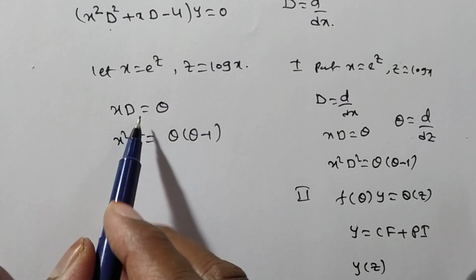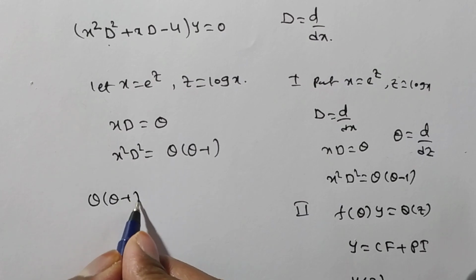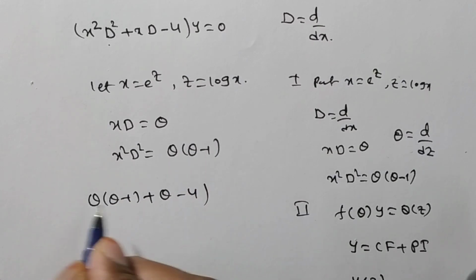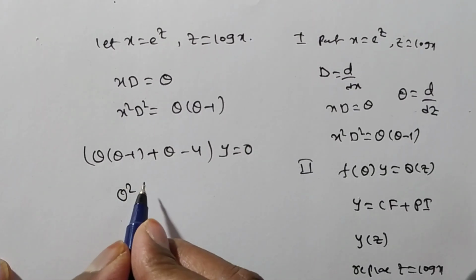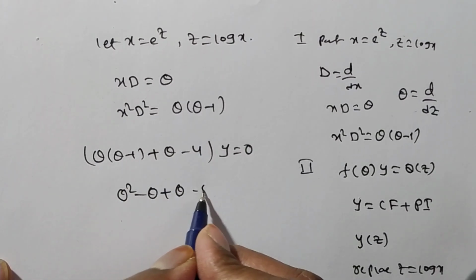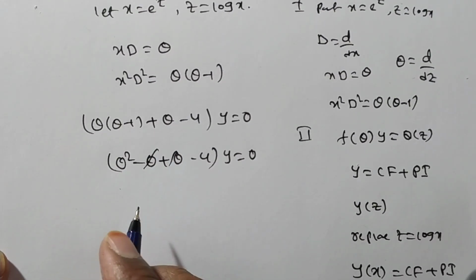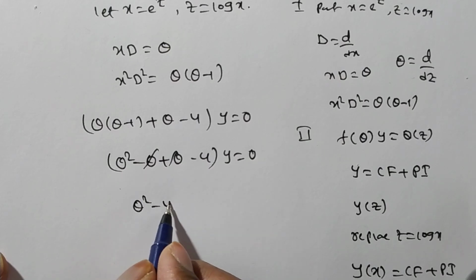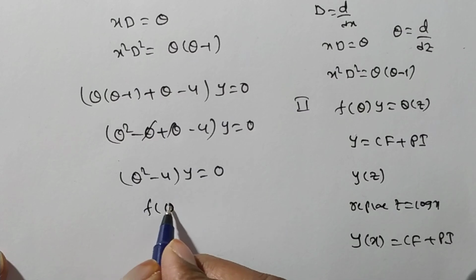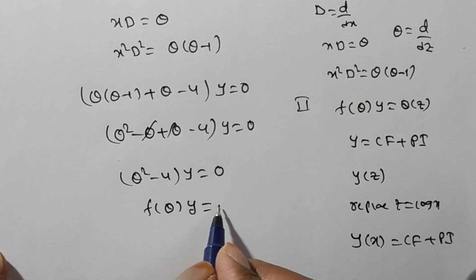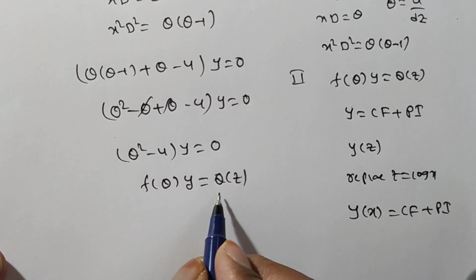Now substitute all these values in the above equation. Then we will have theta into theta minus 1 plus theta minus 4 into y is equal to 0. Now this is theta square minus theta plus theta minus 4 into y is equal to 0. So minus theta plus theta gets cancelled. Then we will have theta square minus 4 into y is equal to 0. By the observation we can say this is in the form of f of theta into y is equal to q of z form, where q of z is 0.